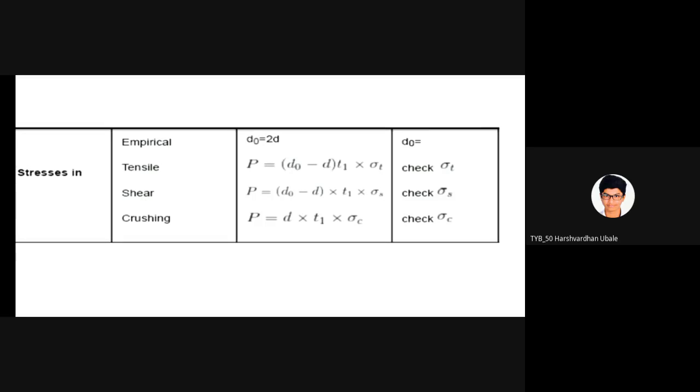Anybody else? What value of sigma T have you got? 46.3, sir. 46.3. Okay. So now you just have to check whether this value is more or less than the design tensile strength, that is the sigma T value for the rod which we have calculated. 84. Yes, it is well below, no?